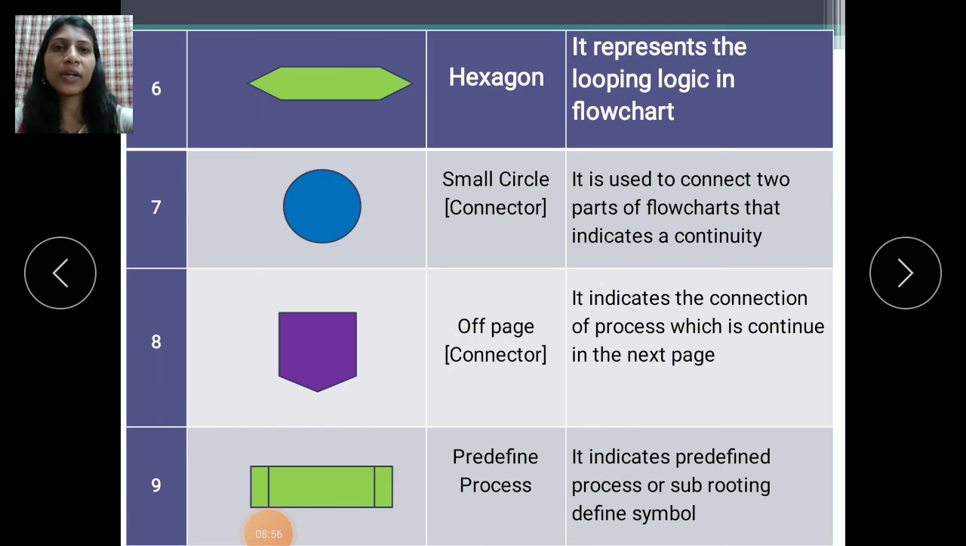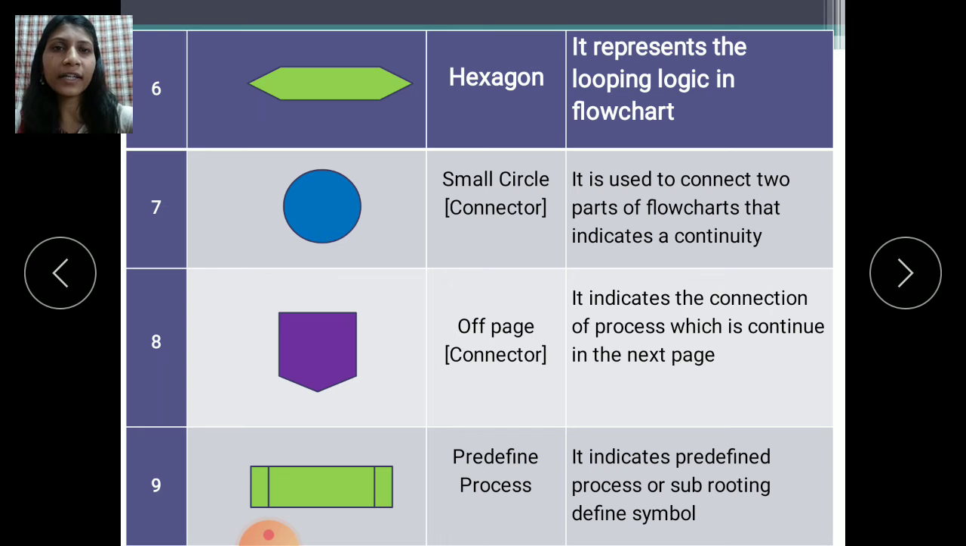Then the sixth one is a geometrical figure called a hexagon. We call it a hexagon because it has 6 sides: 1, 2, 3, 4, 5, 6. It represents the looping logic in a flowchart. So we use this geometrical figure to represent looping logic in a flowchart.